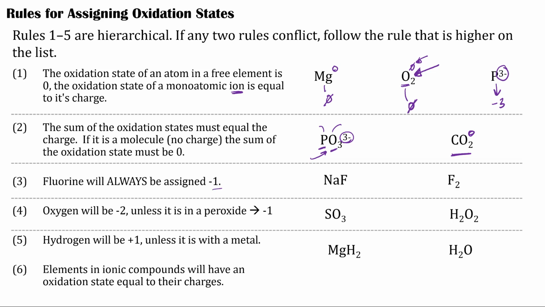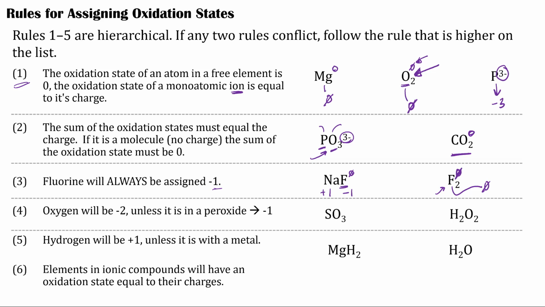Fluorine will always be assigned -1. It's the most electronegative element, and so it's going to be -1. So in this, fluorine would be -1. That means that sodium has to be +1 because they have to add up to 0, okay? And then here, this fluorine has to be 0. That violates this rule, but rule 1 trumps it, okay? So since there's no charge on this fluorine at all, each of these fluorines has to be 0, so that when we add them together, we get 0.